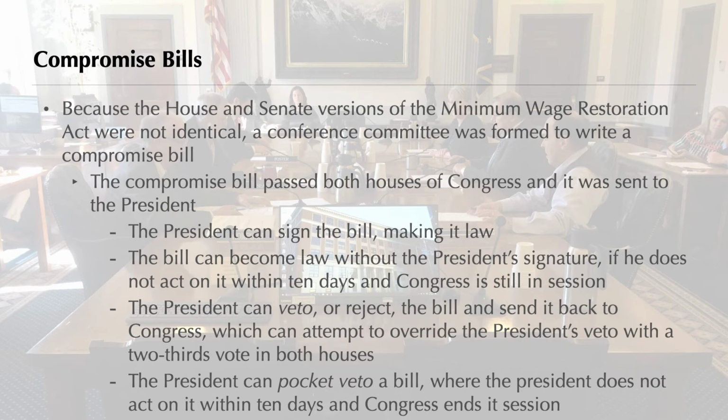A president may veto or reject a bill in one of two ways. The first way is to send the bill back to Congress unsigned. Congress can override the veto by passing the bill again by a 2/3 vote of both houses. The second way a president can veto a bill is called a pocket veto. If the president pockets or keeps the bill for 10 days, during which Congress ends its session, the bill will not become law.